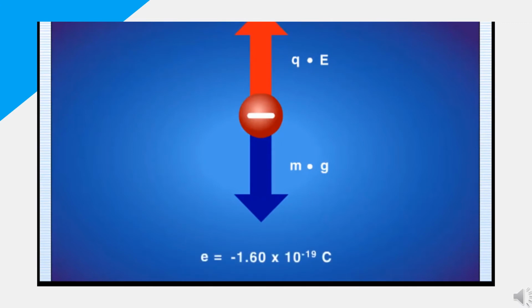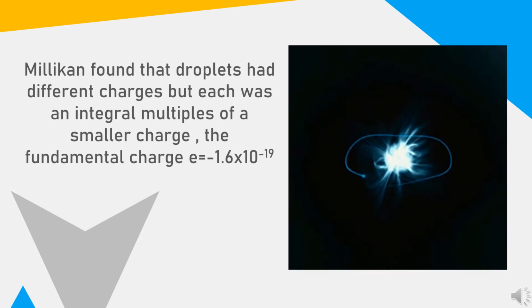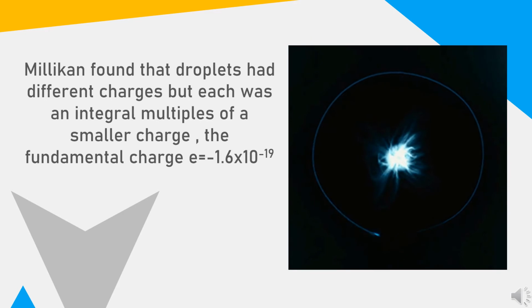e is equal to negative 1.6 × 10^-19 coulomb, which is the fundamental unit of charge of an electron. Millikan found that droplets had different charges, but each was an integral multiple of a smaller charge. The fundamental charge, e, is equal to negative 1.6 × 10^-19 coulomb.